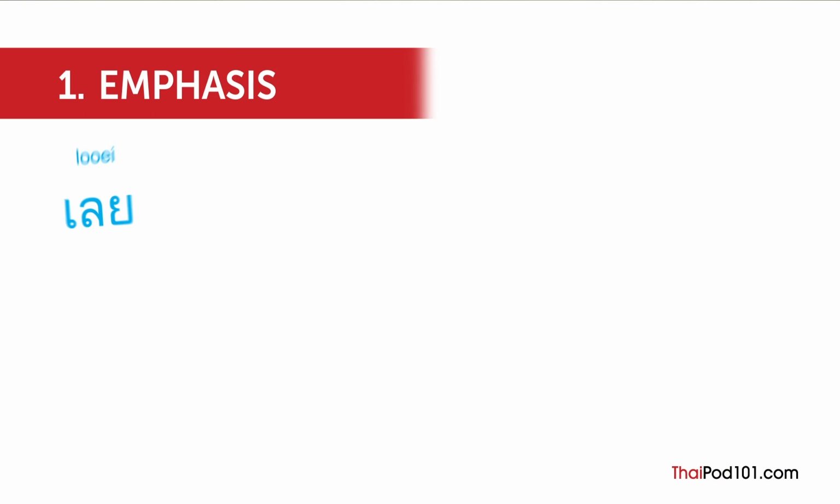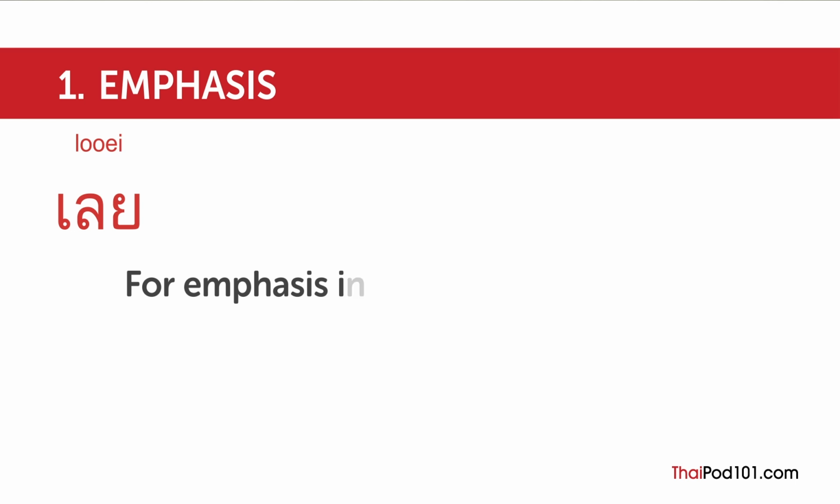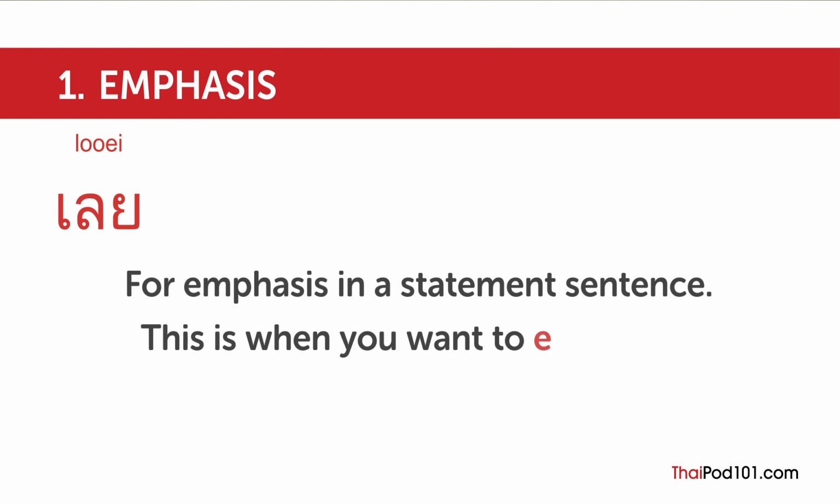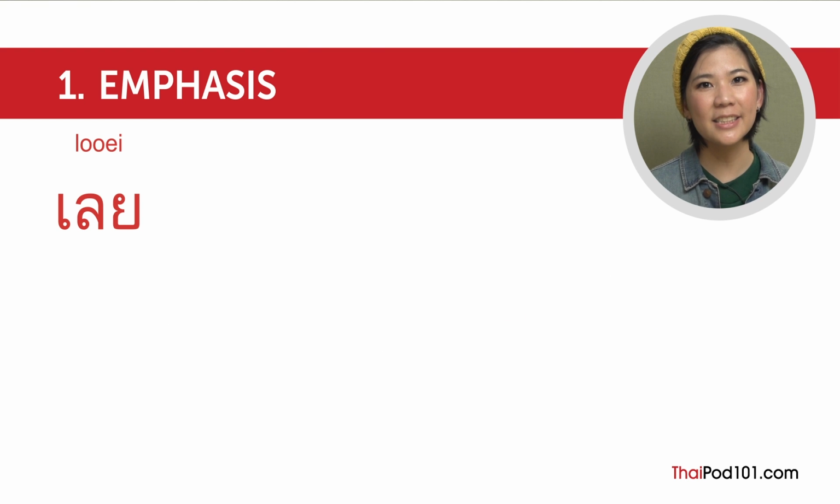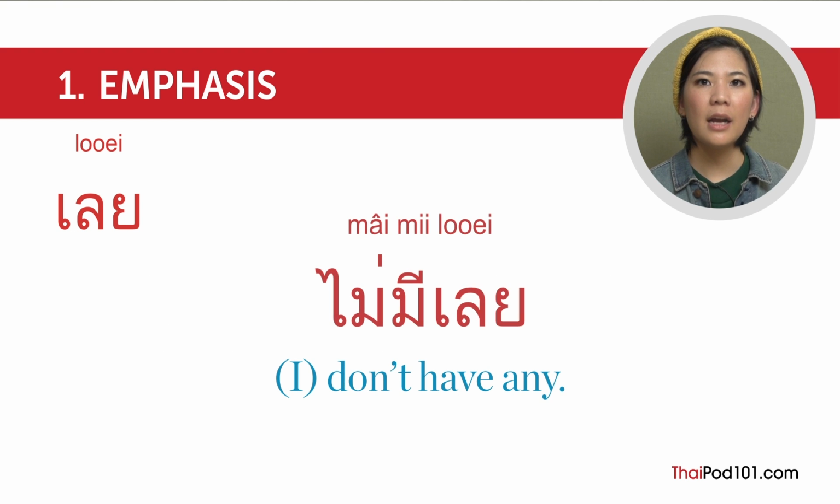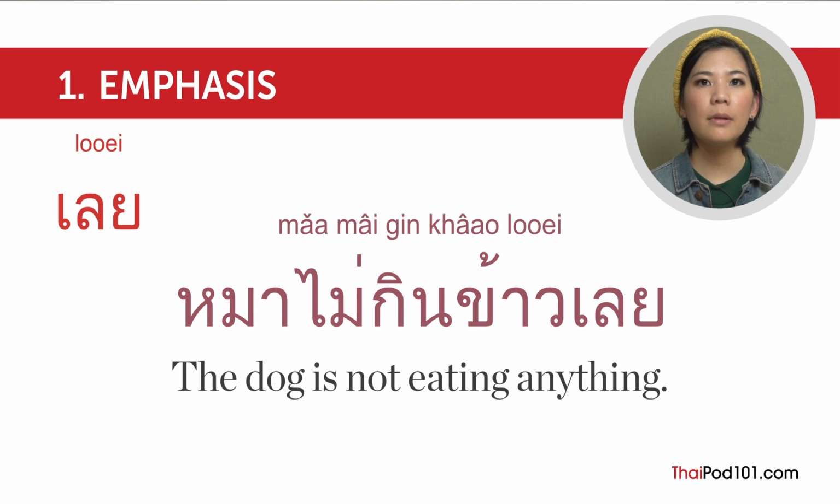The first use of เลย is for emphasis in a statement sentence. This is when you want to exaggerate one part of your sentence. For instance, ไม่มีเลย I don't have any. Or in a proper sentence, หมาไม่กินข้าวเลย The dog is not eating anything.